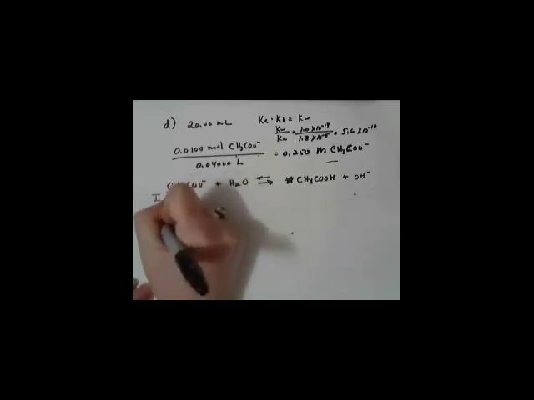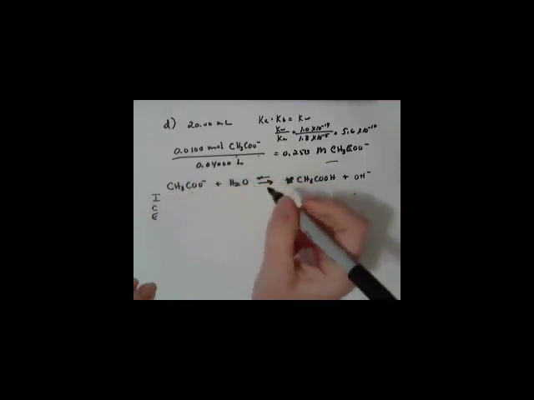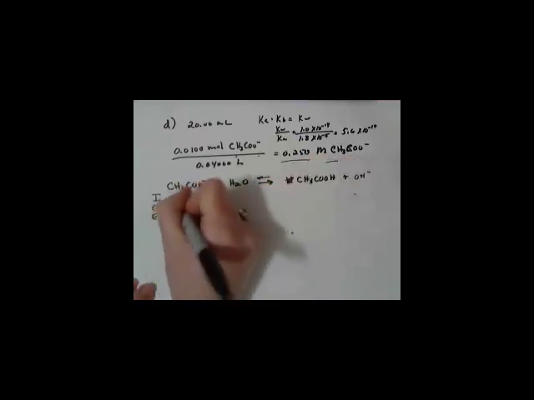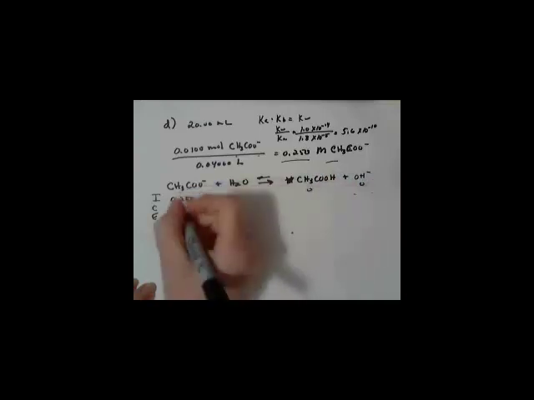Let me just make sure that 1 divided by... okay, that's correct. So we have 5.6 times 10 to the negative 10. Now I set up an ICE table, because now we have the hydrolysis of the acetate ion. Here we determined the concentration, that's 0.25 molar. So we have our ICE table set up.